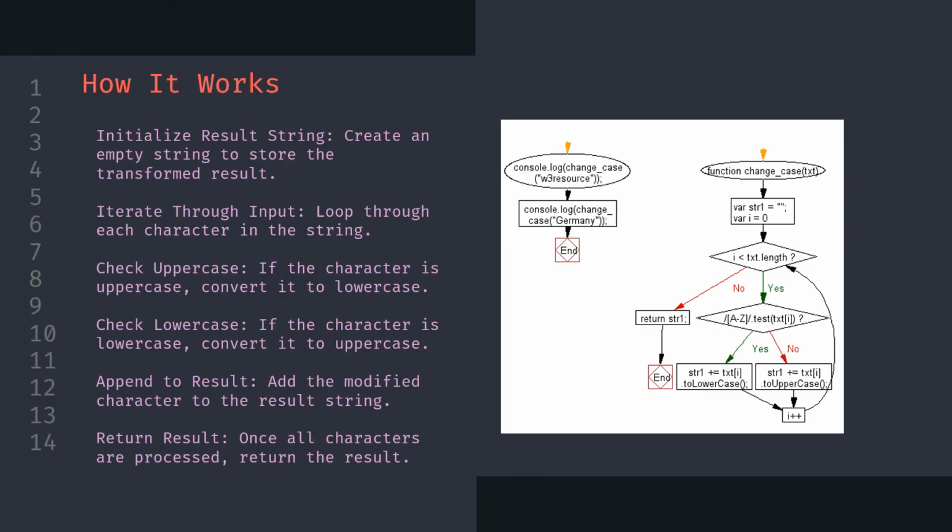Here's a step-by-step breakdown of how the program works. We begin by creating an empty string to store the result. Next, we loop through the input string, processing one character at a time. For each character, we check if it's uppercase. If it is, we convert it to lowercase. Similarly, if the character is lowercase, we convert it to uppercase. The modified character is then appended to the result string. Finally, the program returns the transformed string after processing all characters.